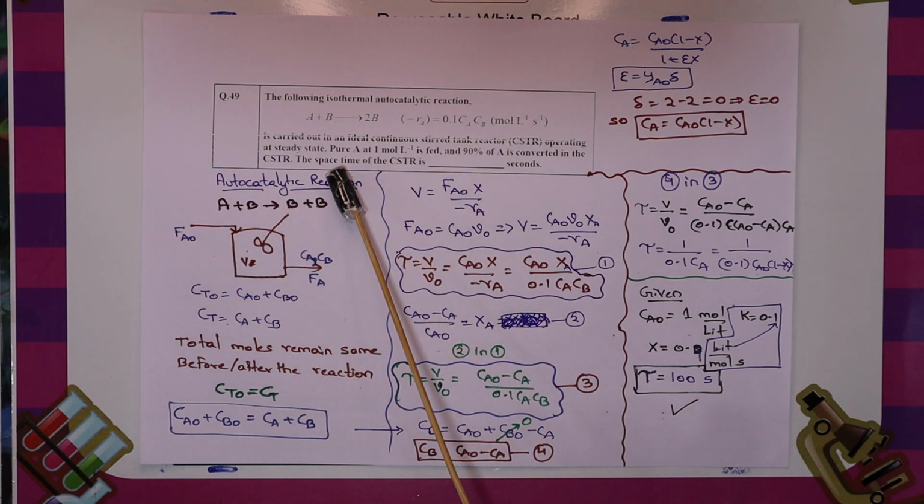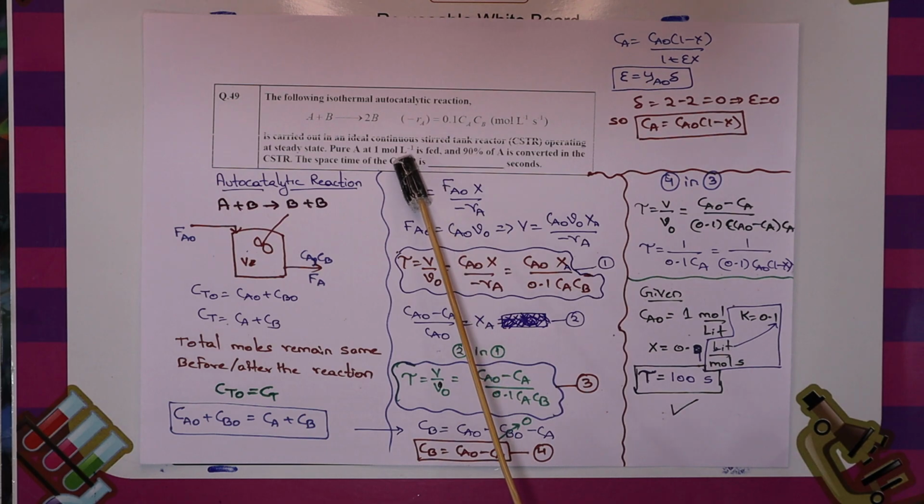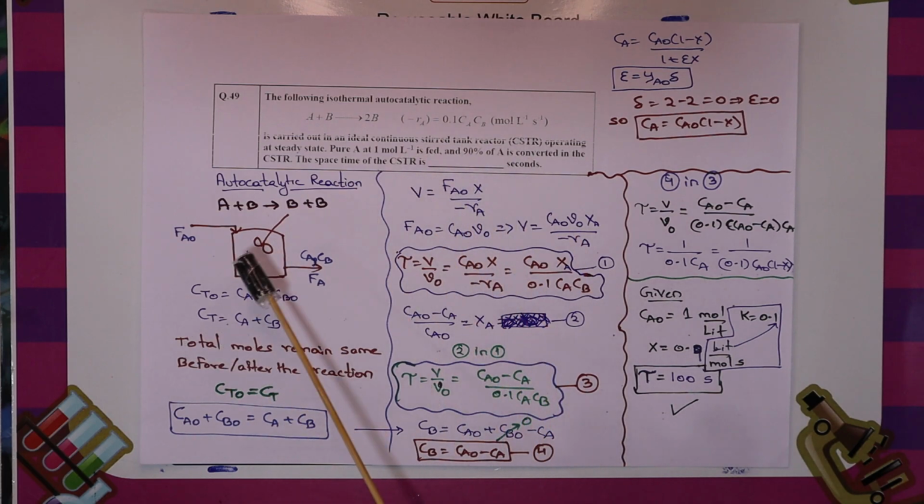given pure A at 1 mole per liter, that means the initial concentration Ca0 is 1 mole per liter, and the conversion in this reactor is 90%. If that is the case, what is the space time of this particular reactor?